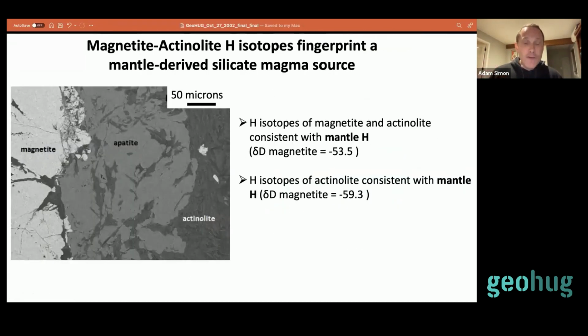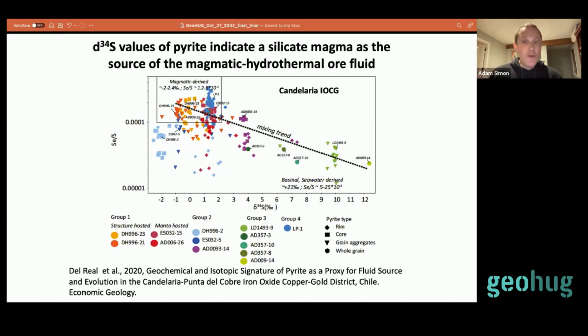We've looked at hydrogen isotopes of magnetite. The hydrogen is consistent with mantle. We've looked at hydrogen isotopes of actinolite. Hydrogen isotopes are consistent with mantle. We have measured the collective, this is data from one of Irene Del Real's papers. We have measured sulfur isotopes in sulfides, in Candelaria, and other IOCG systems.